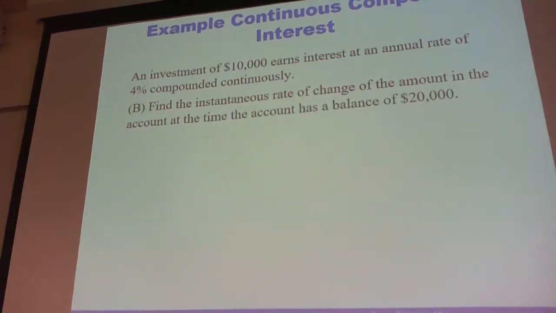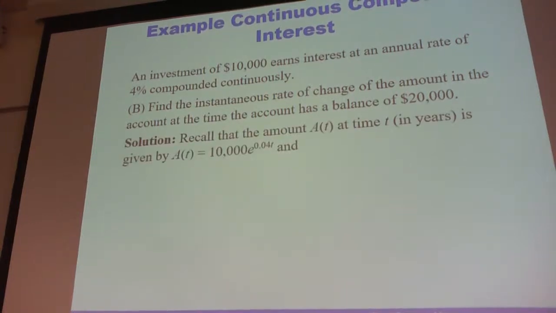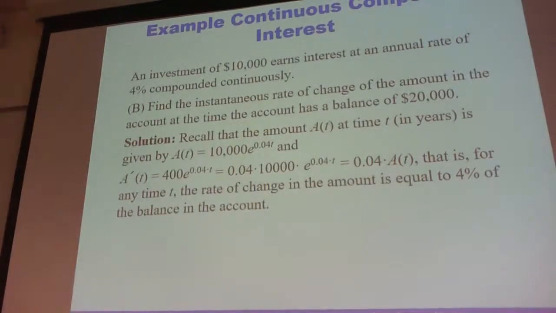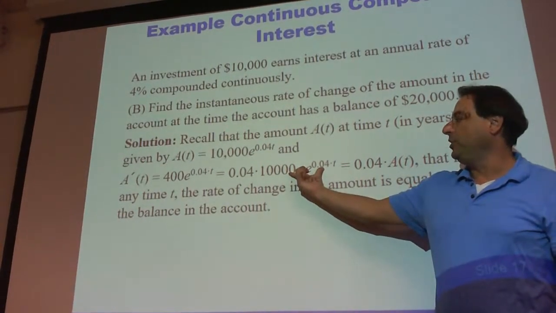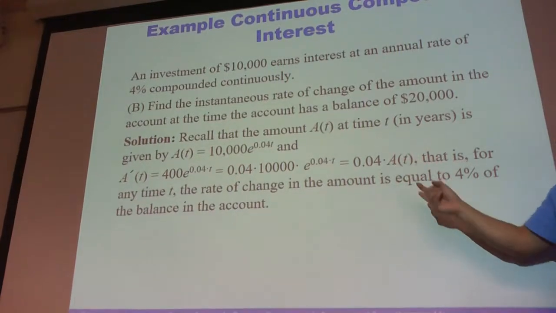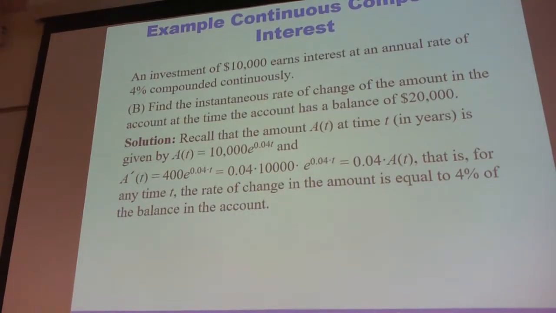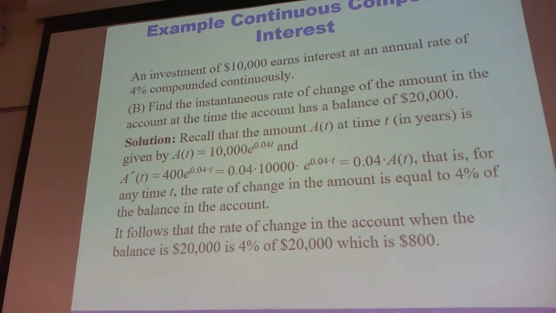The next part B I'm going to skip. It says, find the instantaneous rate of change of the amount in the account at the time that it has a balance of 20,000. But basically, you have your original, you have your derivative. They're trying to point out that when you take the derivative, you have 0.04 times the original. The original is the account. If you plug 20,000 in for the original, you get 20,000 times the 0.04, you get the answer of 800. Don't worry about this one. It's kind of a weird way to look at it. I like what we're doing.